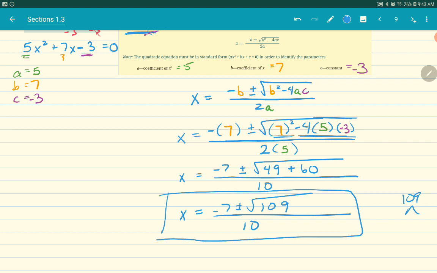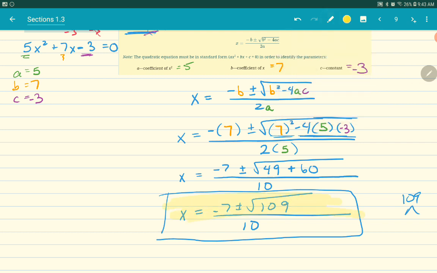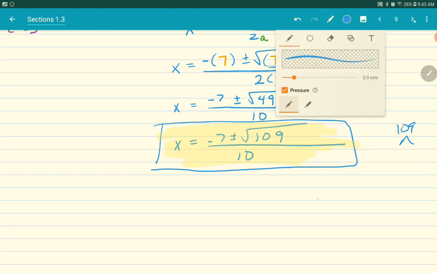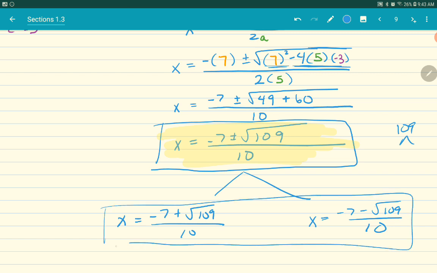Since it's not going to get any simpler by splitting it, I'll express that as my final solution. But recognize that this really represents 2 different solutions, both just as ugly. So x equals negative 7 plus radical 109 over 10, or x equals negative 7 minus radical 109 over 10. So if you were going to express this as decimals, then you can split that up into two solutions, a plus and a minus. But since we're not going to do that, we're going to leave it in an exact form. That's our final answer.